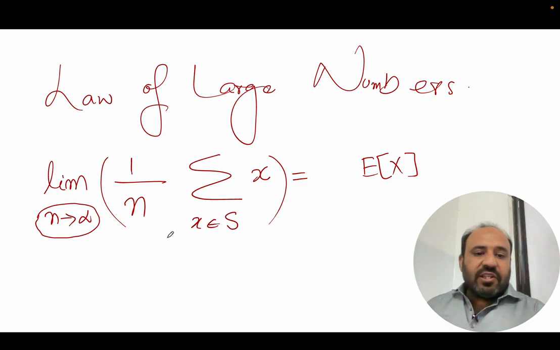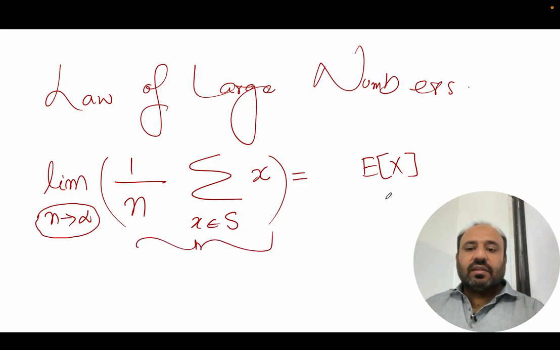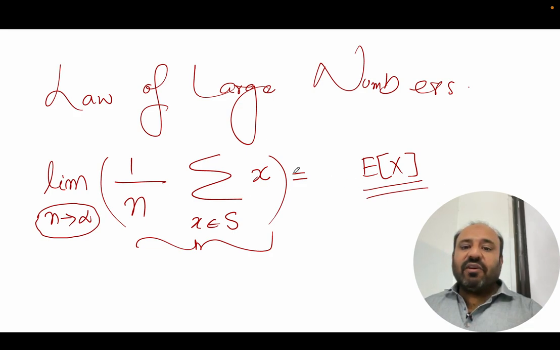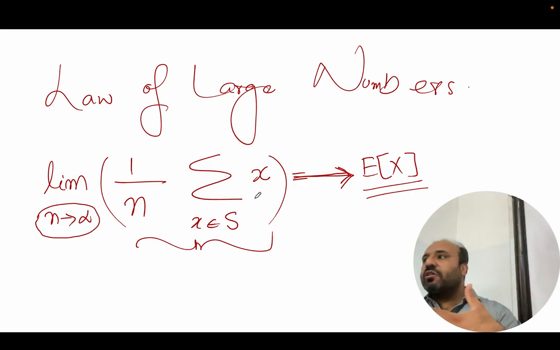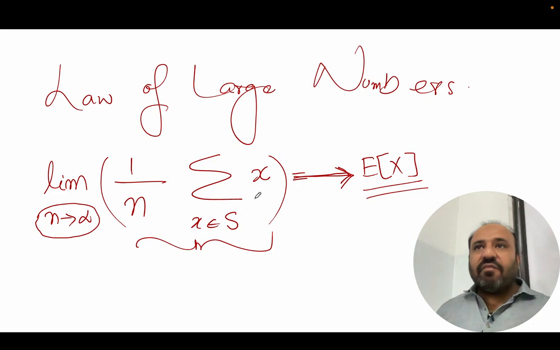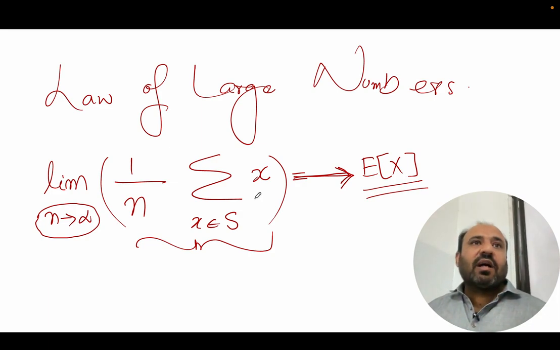This is the sample average. This is the sample average. This is the population average. The sample average will correspond to, actually this is not an equal sign. This is the "tends to" sign basically. Tends to. It will become closer and closer to the actual population average if your sample size becomes large enough.